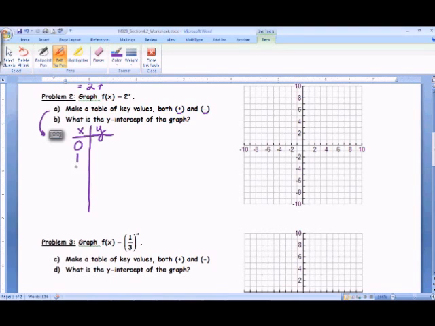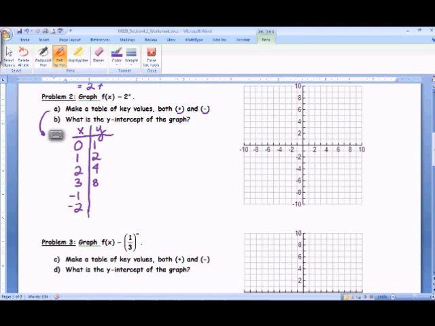Maybe 0, 1, 2, 3. Those are some perfectly good inputs into my function f of x. And then I do want to try a couple of other ones, maybe just -1 and -2. That should be enough. Okay, if I input 0 into my function, my output is 1 because 2 to the 0 equals 1. If I input 1, my output is 2. If I input 2, my output is 4. If I input 3, my output is 8.